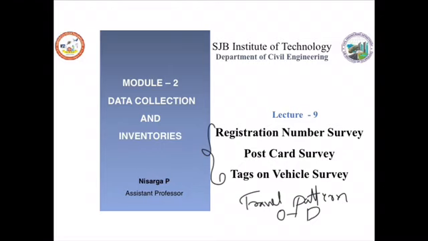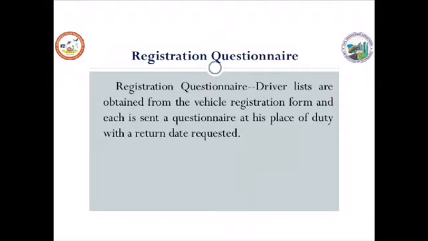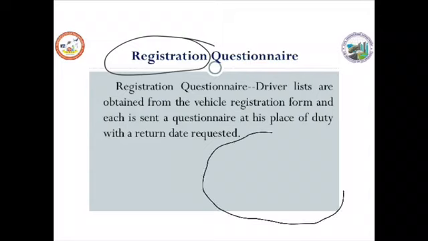So we will take them one by one and discuss in detail how these surveys will be conducted, how the information is gathered, and also how it will be analyzed and used in transportation network planning. The first survey we have is the registration questionnaire survey. As the name indicates, we will be collecting the survey with the help of the registration number of the vehicle. For that purpose, we have to consider the study area.